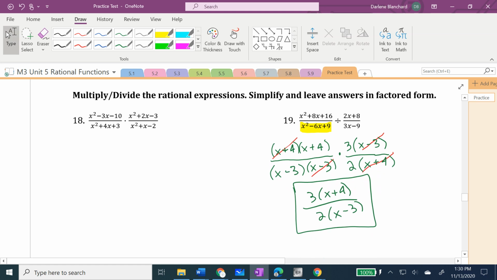All right, let's do number 18. It's multiplication, so I don't have to worry about the whole multiply by a reciprocal that I did with 19. I just need to factor and factor and factor and factor. So I'm going to highlight who I'm focusing on. Two numbers that multiply to make -10, add to make -3.